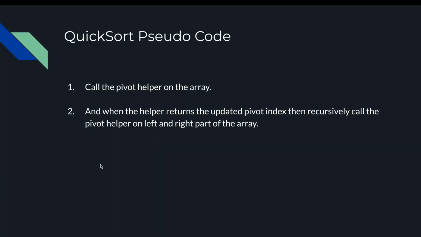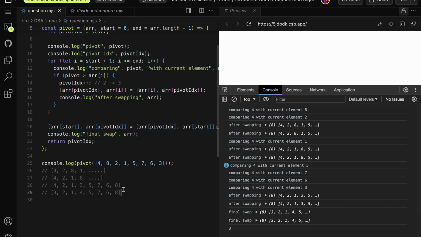Let's look at the pseudocode of quicksort. So the pseudocode is something like: call the pivot helper on the array, and when the helper returns the updated pivot index, then recursively call the pivot helper on left and right part of the array. Meaning, once you get this part, you have to recursively call the pivot function on left and right part of the array, so that what we have done with 4, we will be doing same for all the elements, which will in the end give us our sorted array. Now let's write the quicksort function.